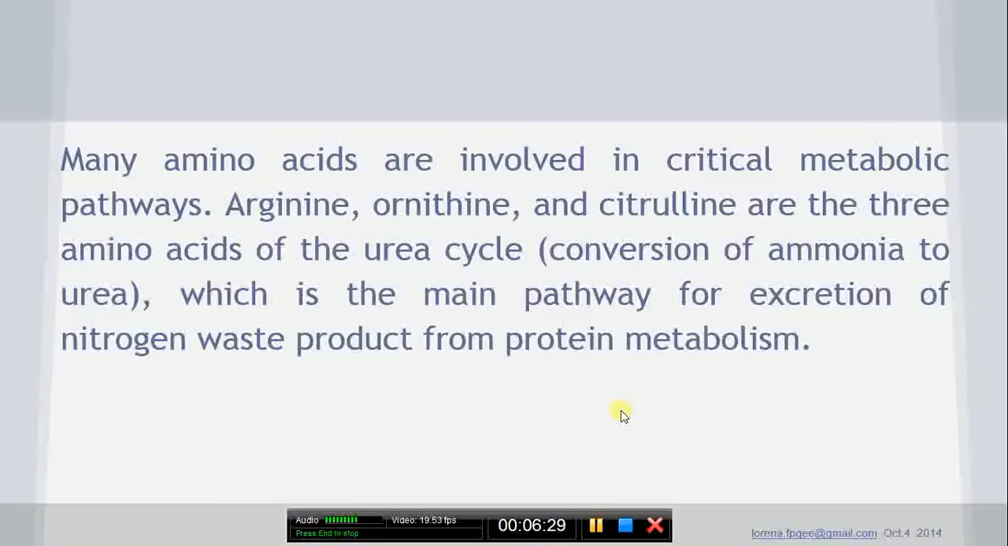Arginine, ornithine, and citrulline are the 3 amino acids of the urea cycle, the conversion of ammonia to urea, which is the main pathway for excretion of nitrogen waste product from protein metabolism. The urea cycle is coordinated in the cytoplasm and in the mitochondria of the cell. Another example is the tripeptide glutathione. It is a first-line cellular antioxidant formed from the amino acids glutamine, cysteine, and glycine. It is synthesized in all tissues by a 2-step enzyme-mediated process.